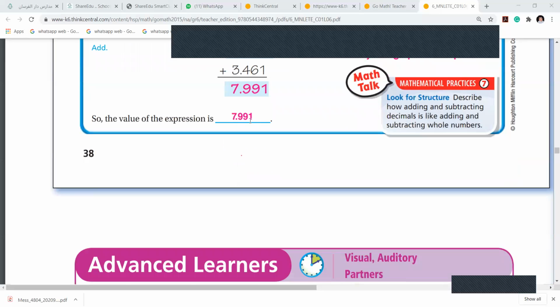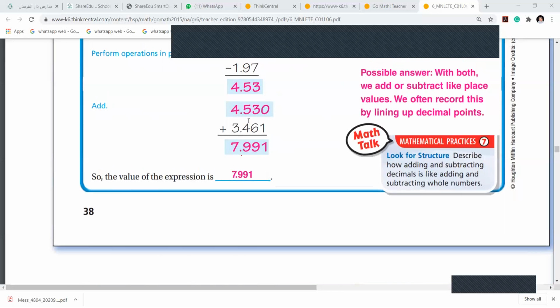So what is the value of the expression? It is 7.991.